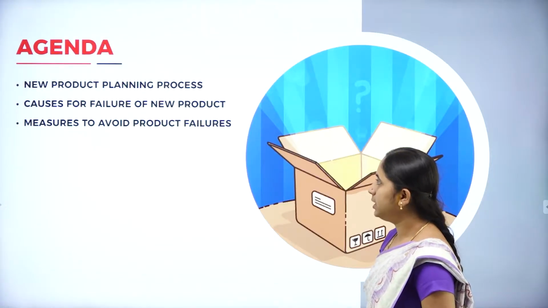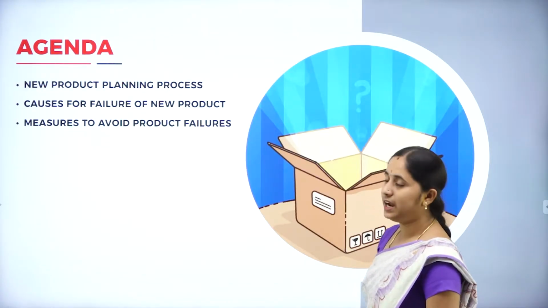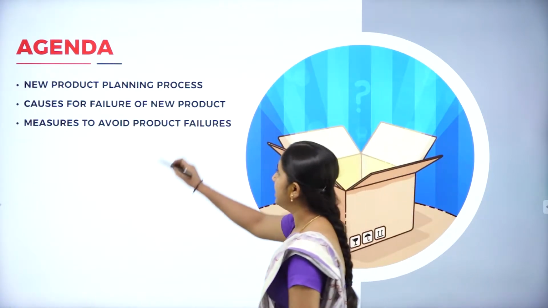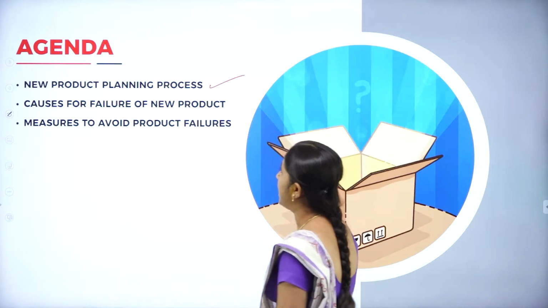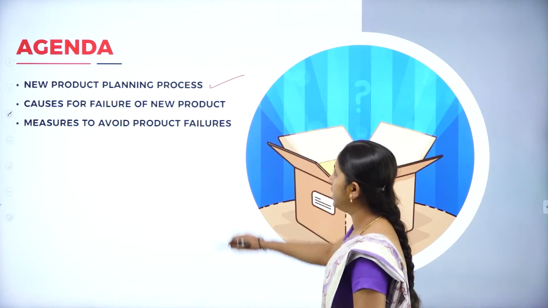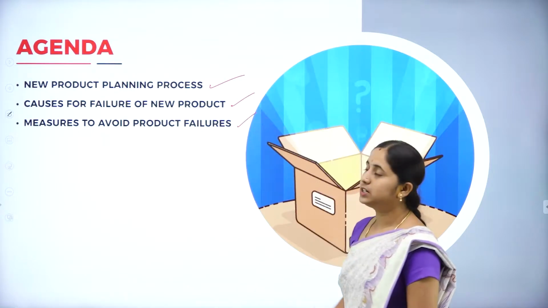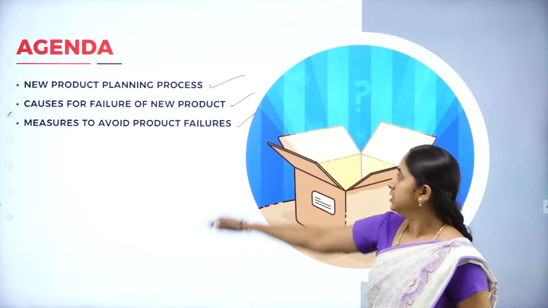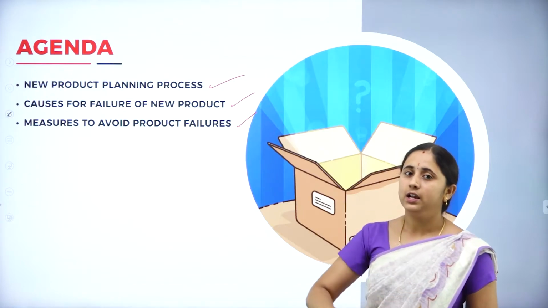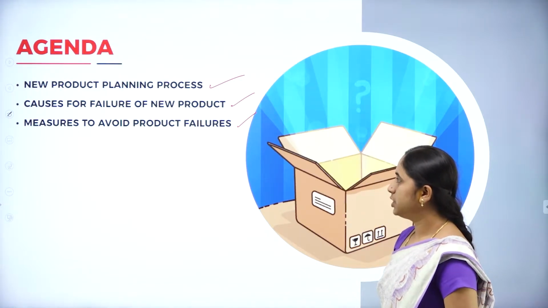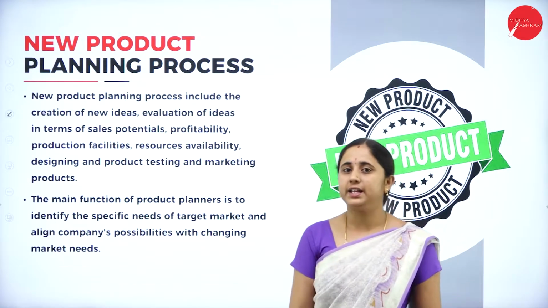Let us continue with the new product planning process and causes for failure of new product. So in today's session, let us discuss the new product planning process, causes for failure of new product, then measures to avoid the product failure. These three topics are the last topics for Unit 4. So let us start with today's session, new product planning process.